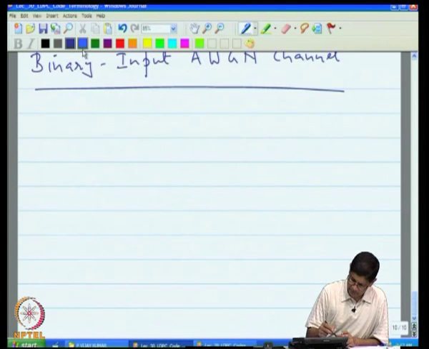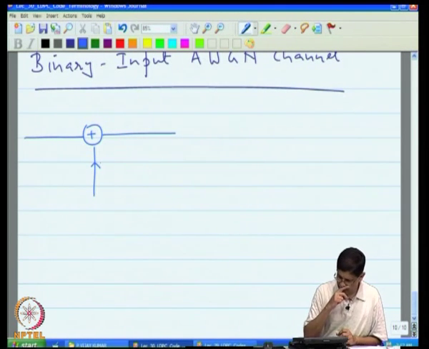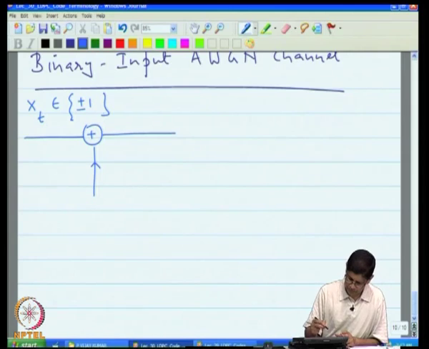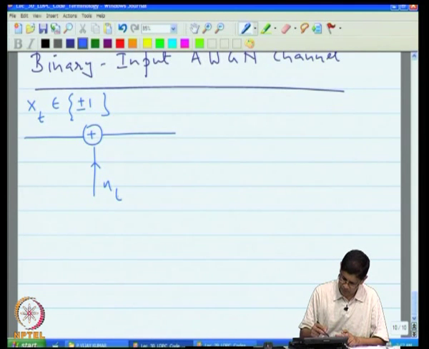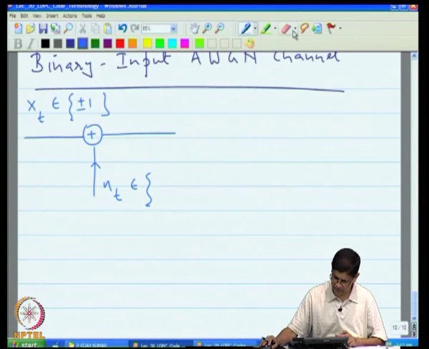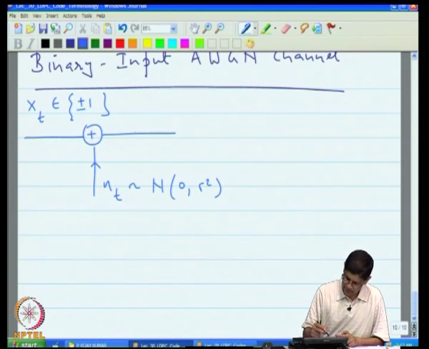Typically we have been representing it like this. We have an input and we have an output, and let us say that the input x t is again plus or minus 1, then the noise that is added to it has a Gaussian distribution. So, it is normal with 0 mean and variance sigma squared, and then what you have here is y of t.